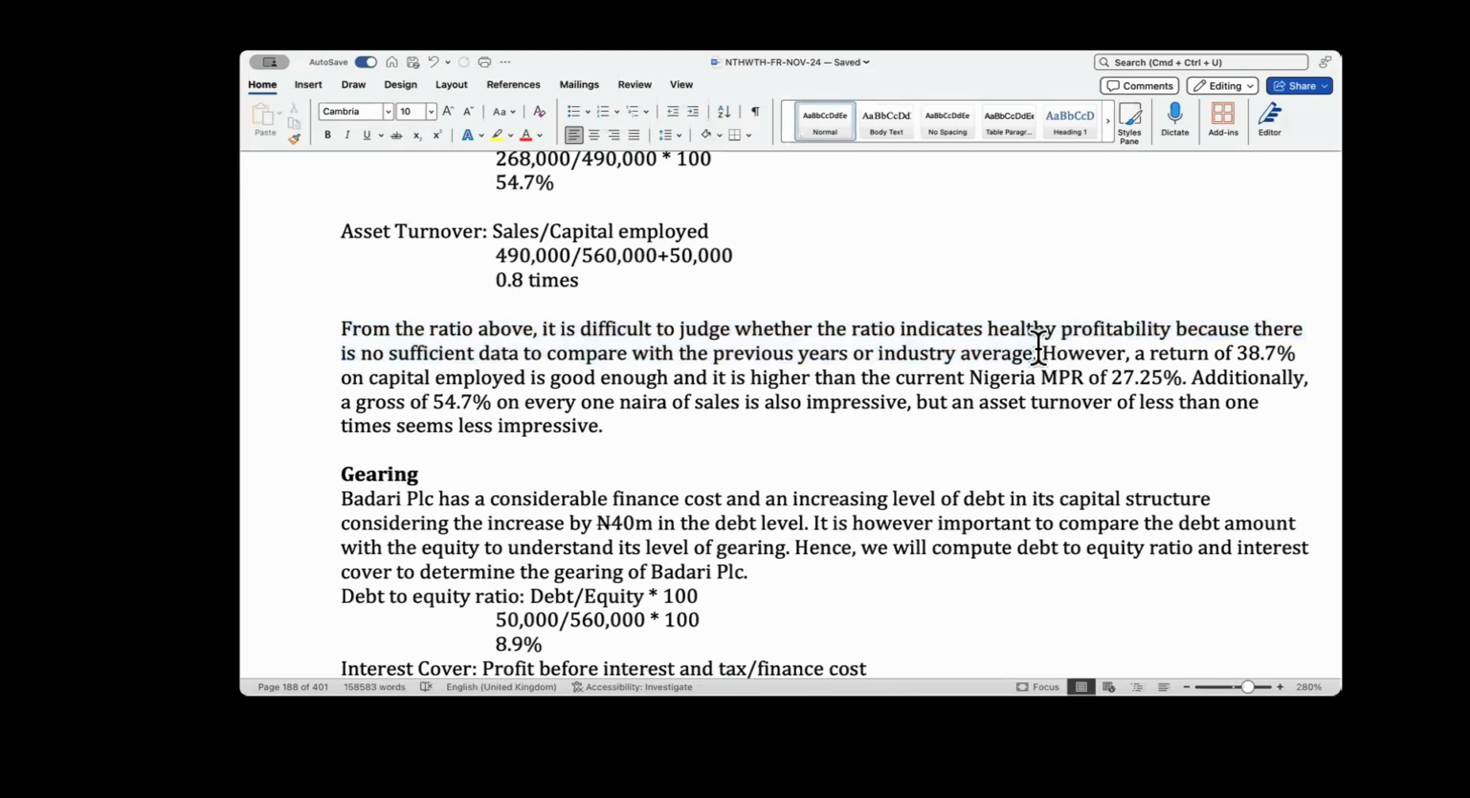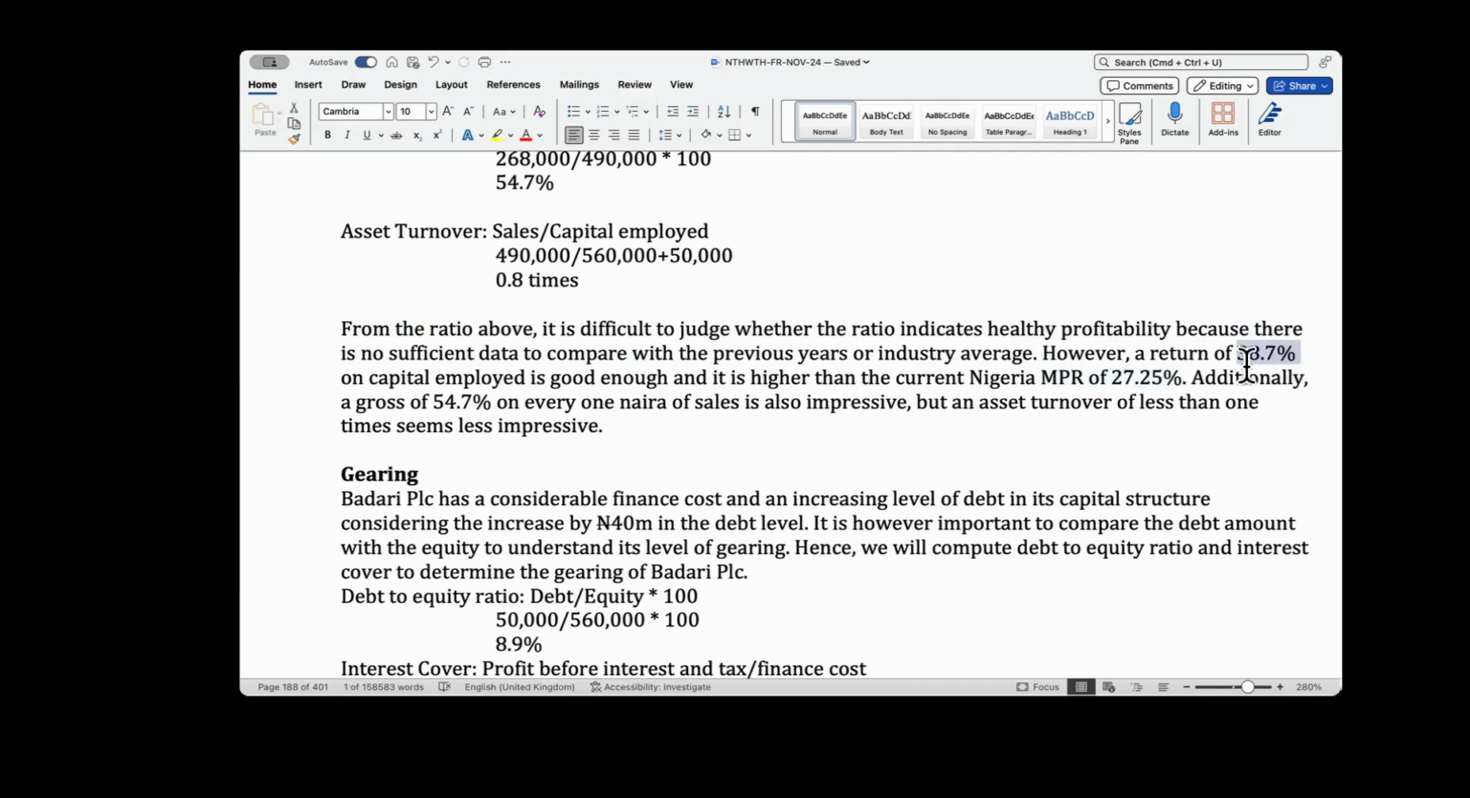But I then told them that a return of 38.7% on capital employed is good enough. And I said, it is even higher than the current Nigerian NPR of 27.25%. I intentionally did that, so whoever is reading this knows that this person knows what he's talking about. If I had gone to borrow money in a bank, the minimum borrowing rate right now is the NPR, and they are making a return higher than that.